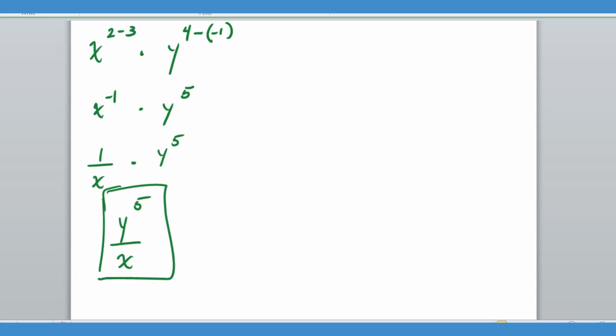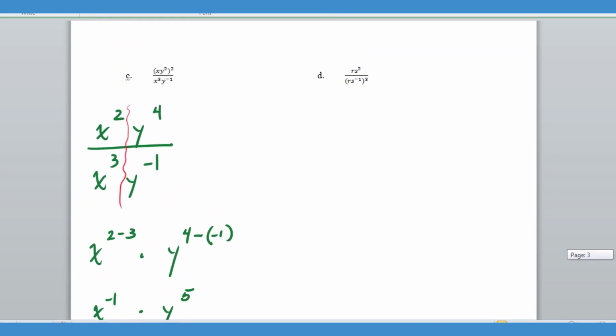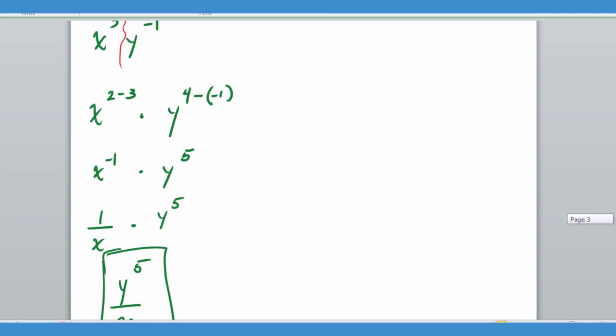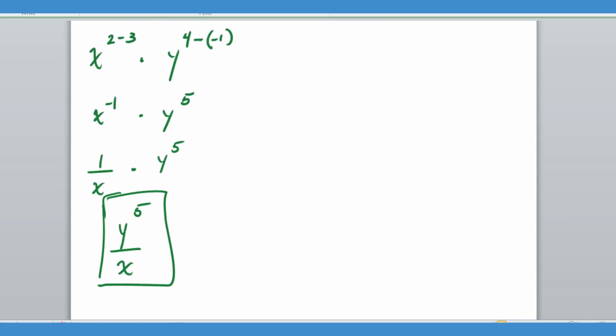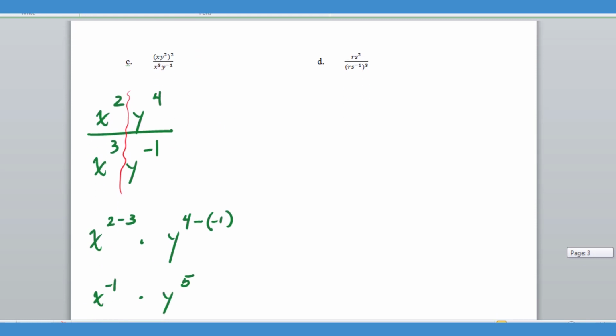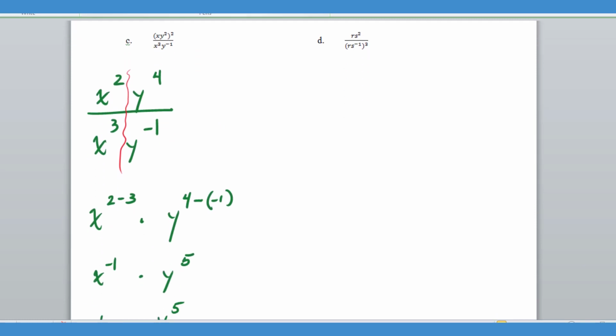Now, if you look at it, maybe a little easier way to do this. You could look at the top and the bottom, and here with the x's we have positive exponents. So we have 2 on top, 3 on bottom. If I were canceling out x's, I have one more x on bottom than I have on top. So really you could see that the x is going to be left on the bottom in the long run. So if you think of it that way, maybe an easier method for you. Alright, let's go to part D.